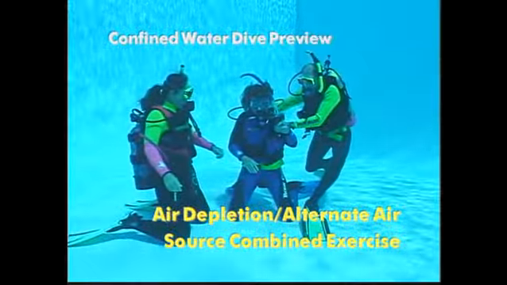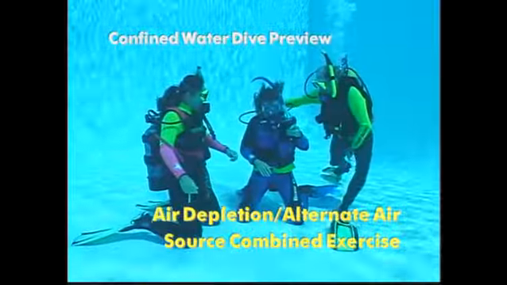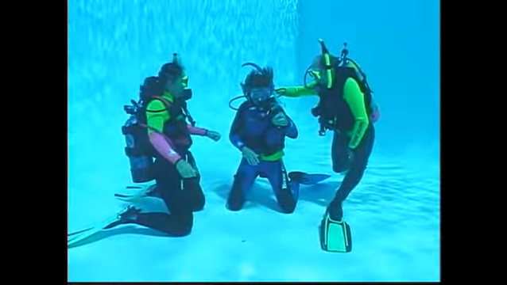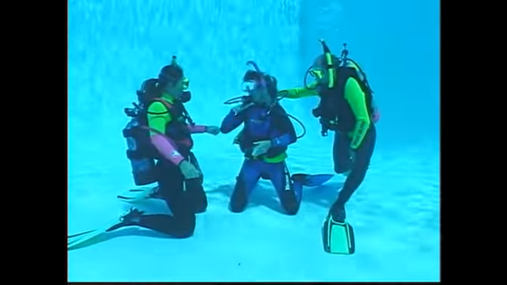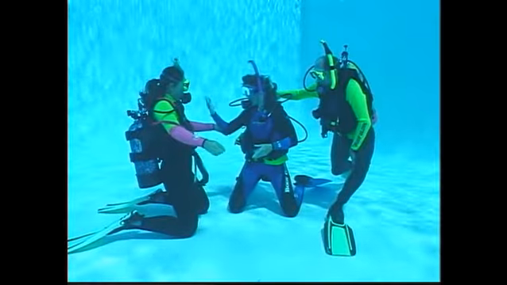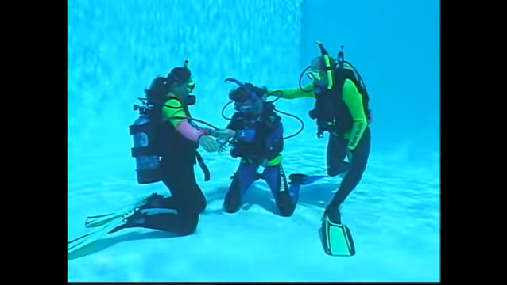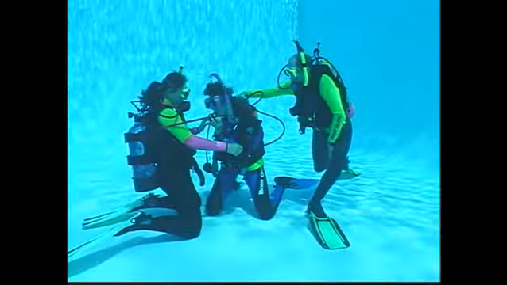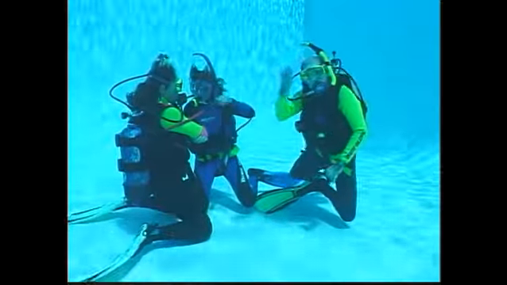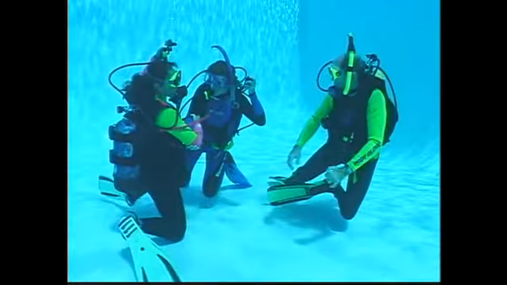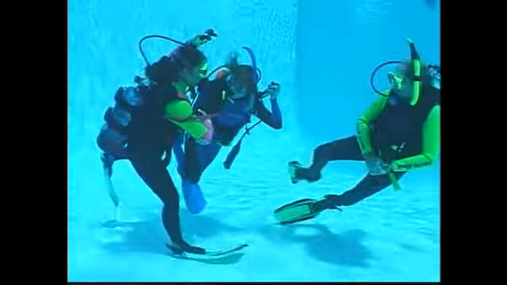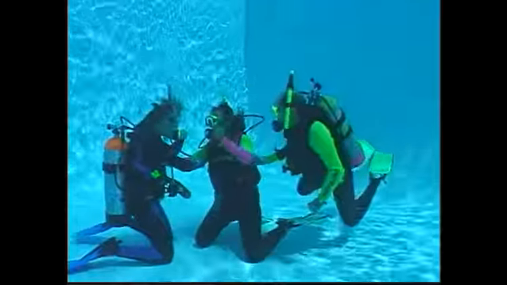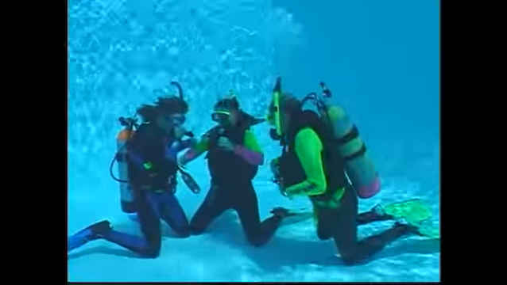You already know how to use an alternate air source and what it feels like to run out of air. Now you'll put these together. Your instructor will turn off your air just like before. When you feel it's hard to breathe, signal and secure your buddy's alternate. Your instructor will have you swim with your buddy using the alternate for at least a minute. When you switch back to your regulator, check your SPG to be sure your air's back on.